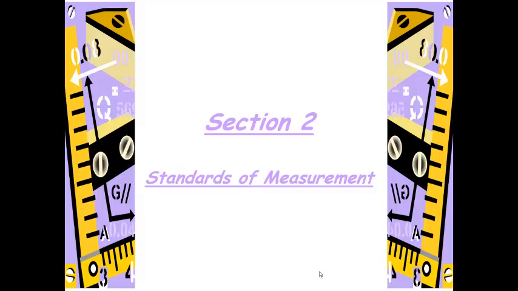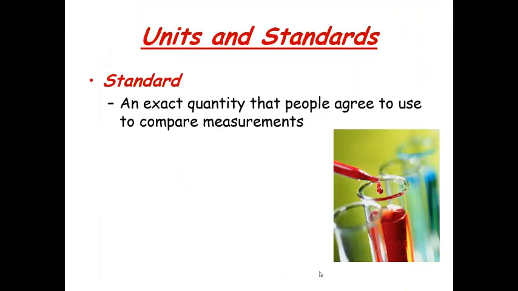Alright, this is the second section of chapter 1. It's basically the only section that we're really going to do within chapter 1 itself. So, talking about measurements, the different types of measurements, things like that. So here we go. Alright, units and standards.